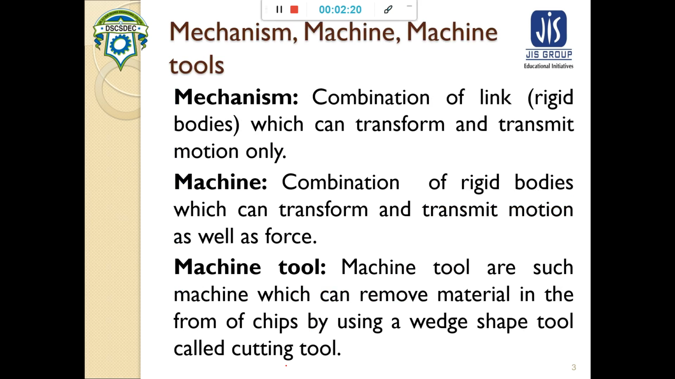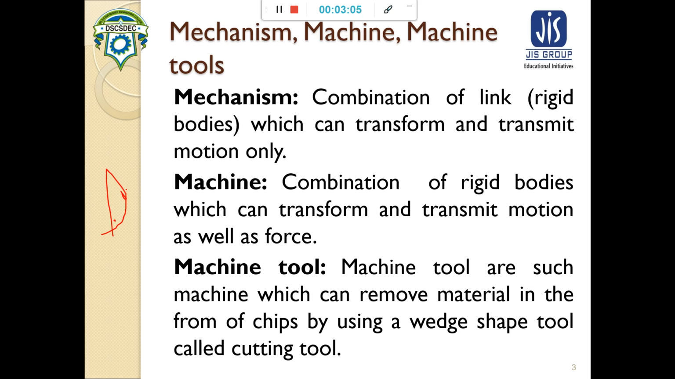So first understand one thing, what is mechanism. Mechanism is nothing but a combination of links or combination of rigid body. What is rigid body? Rigid body is a body in which two random points, if this is point 1 and this is point 2, do not have any relative motion, that body is known as rigid body. That means this point and this point will not have any relative motion between them. So this is the concept of rigid body.